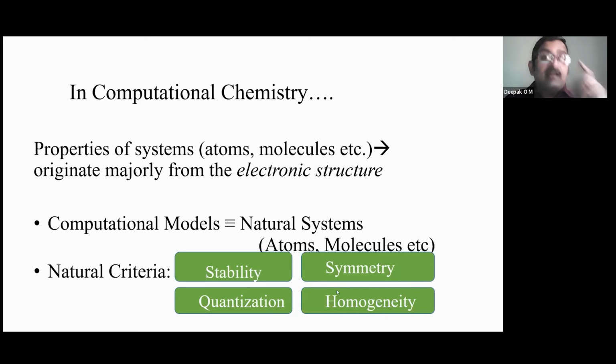That's what is generally done in computational chemistry. I've taken very simple molecules, but even huge molecules up to proteins, then solid lattices, these kinds of things are now being worked out. People are working on these kinds of things.